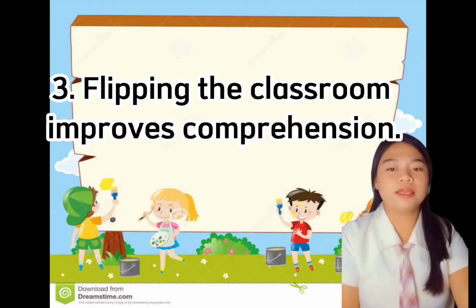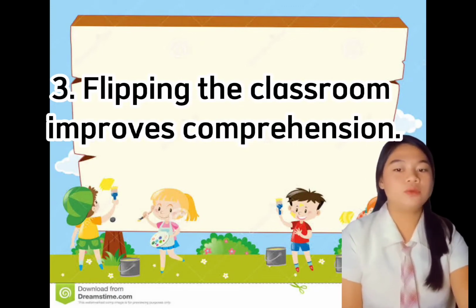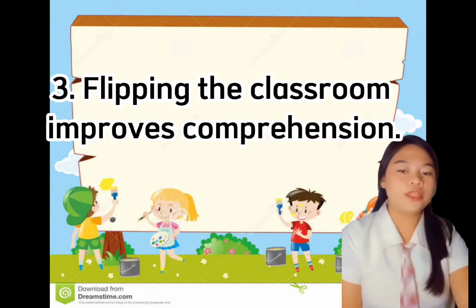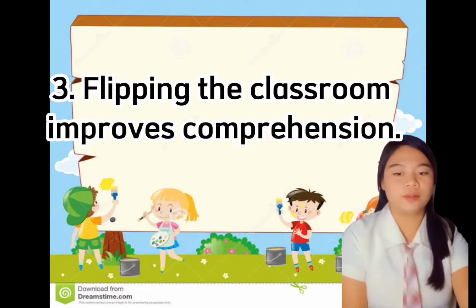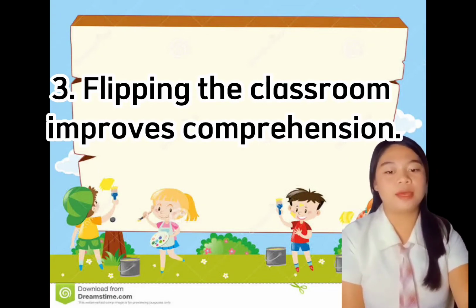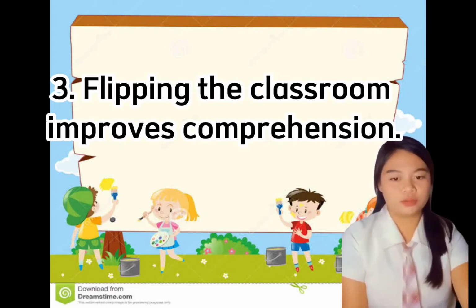Third, flipping the classroom improves comprehension. As students become more involved in the course, their comprehension automatically improves. Blended learning often takes the form of a flipped classroom in which students learn theory online and then put it into practice during class sessions with a professor present to help. Instead of spending time with students and instructors listening to a lecture together, students in blended learning spend time actively practicing skills and receiving hands-on training from instructors.